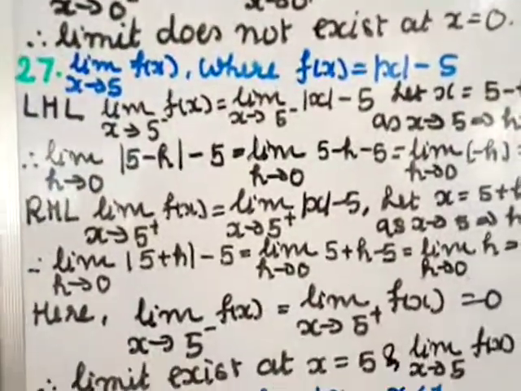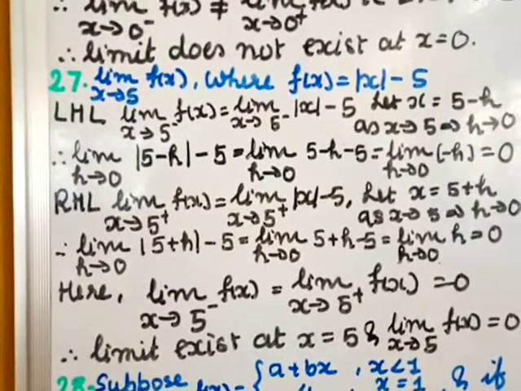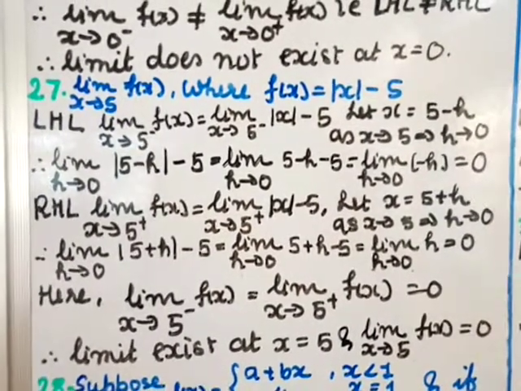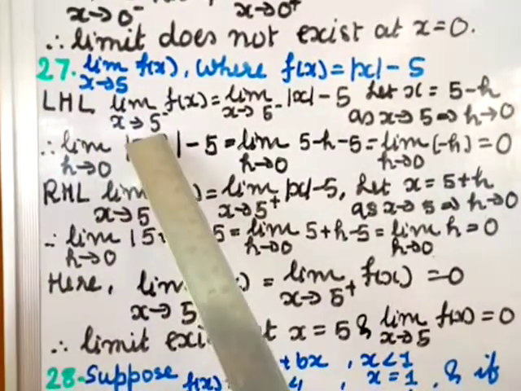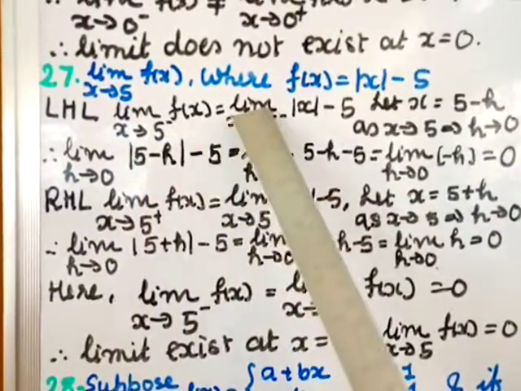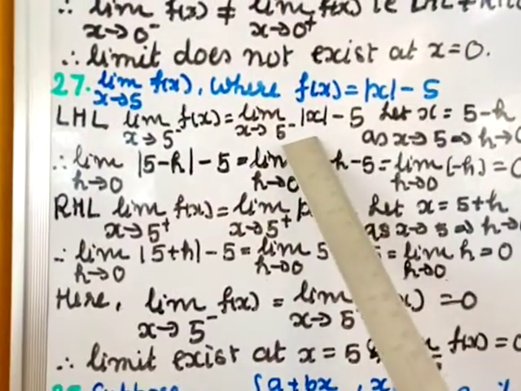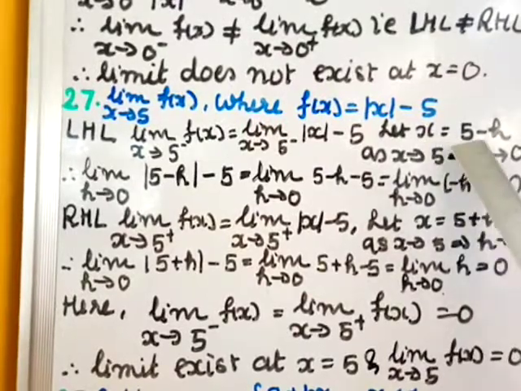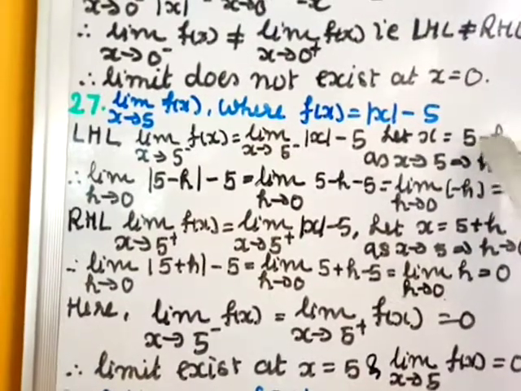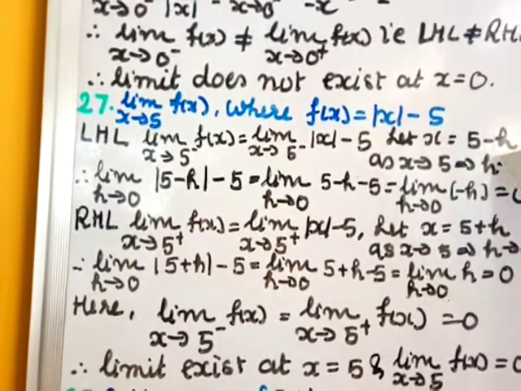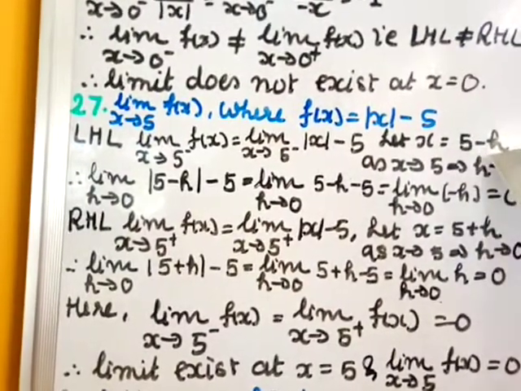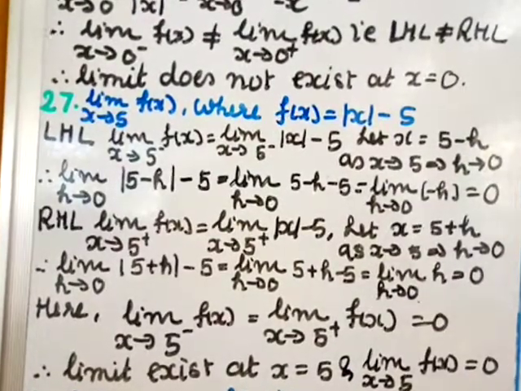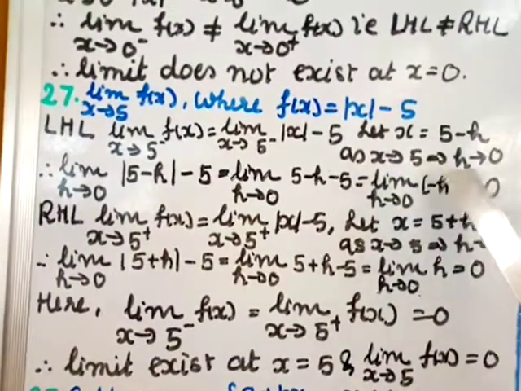Question number 27. Limit x tends to 5 f(x), where f(x) is equal to modulus of x minus 5. Left hand limit, limit x tends to 5 minus f(x) is equal to limit x tends to 5 minus modulus of x minus 5. Here we shall place x equal to 5 minus h. Suppose you transfer h over here and x this side, then you get h is equal to 5 minus x. So if x tends to 5, 5 minus 5 is 0, that means when x tends to 5, h will tend to 0.